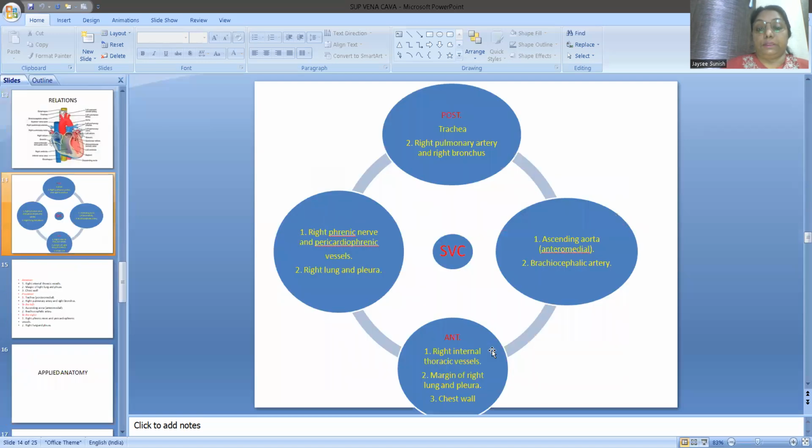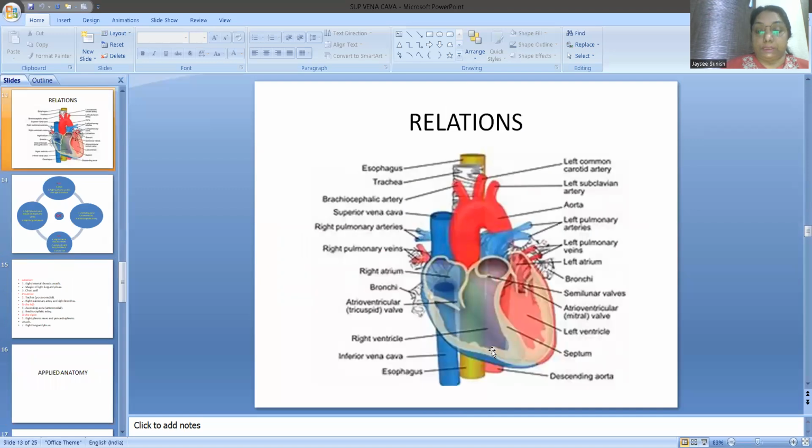Now we will see the relations. We have seen the picture. This is the superior vena cava, and there are many other structures situated in front of the superior vena cava, behind it, and on either side of it. So we will see what structures surround the superior vena cava.